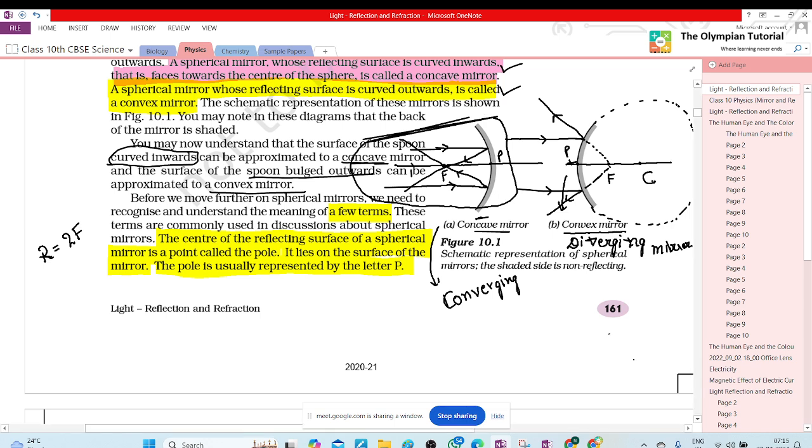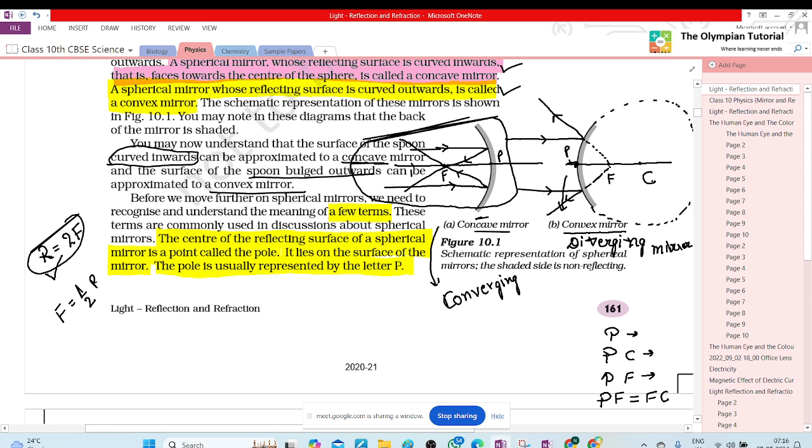Pole: the center of the reflecting surface is known as pole. PC is the radius of curvature. PF is the focal length. The distance PF, between pole and focus, is half of the radius of curvature, and equal to the distance between F and C. Radius of curvature is double the focal length, or focal length is half of the radius of curvature.